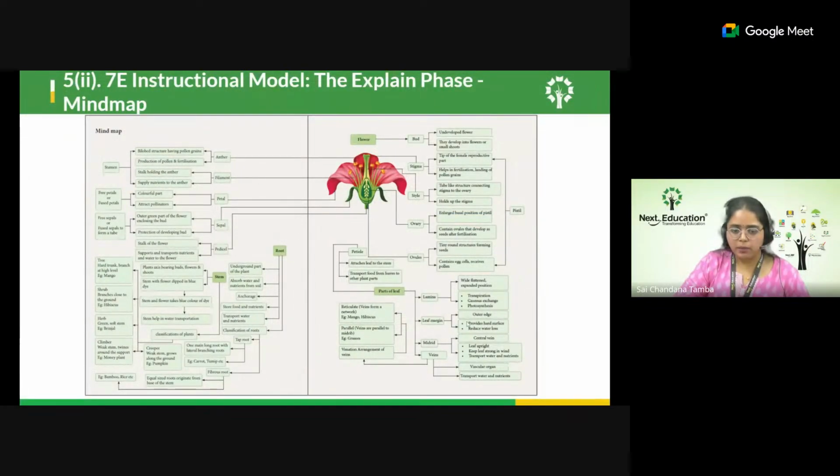And also the mind map we have provided at the end of the chapter, which will give a complete summary. So instead of giving a letters recap section, we have given a mind map, because this will be more informative and also easy for the students to recapitulate the entire chapter.